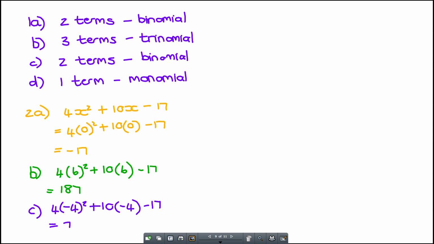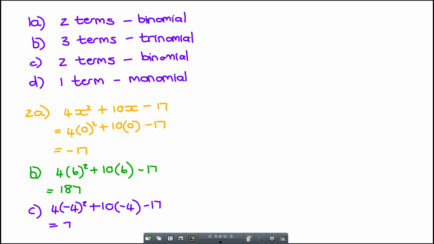Okay, then at number 2, it says find the value of 4x squared plus 10x minus 17 if x is 0. So you'll see at A, I substituted in x is 0. And then your answer should be minus 17. Then at B, they said, what if x is 6?